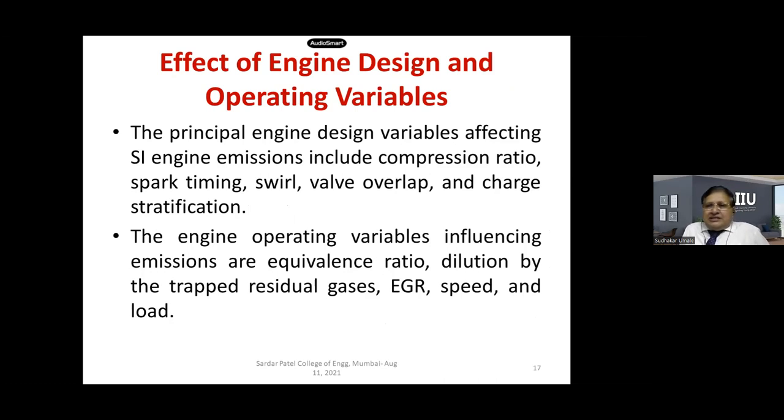So, regarding diesel engines, we'll discuss some of the important points to reduce the emissions, how to design the engine, and what the operating parameters or variables for engine designs are. We'll consider here the principal engine design variables affecting SI engine emissions, which include compression ratio, spark timing, swirl, wall overlap, and charge stratification. The engine operating variables influencing emissions are equivalence ratio, dilution by trapped residual gases, EGR, which is called exhaust gas recirculation, speed, and load. I will discuss all these important operating engine variables: equivalence ratio, dilution by the trapped residual gases, EGR, speed, and load.